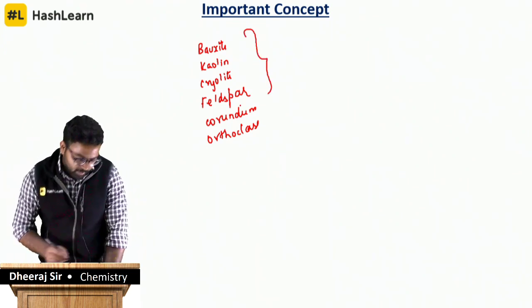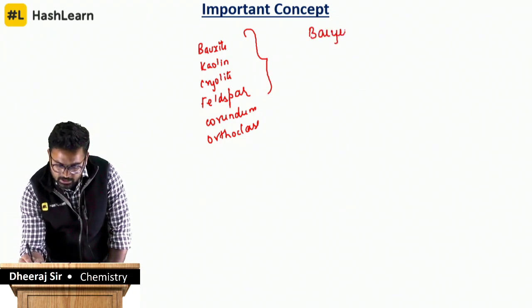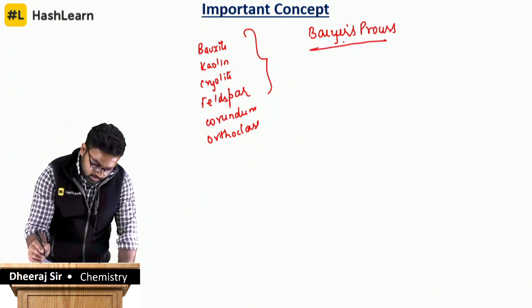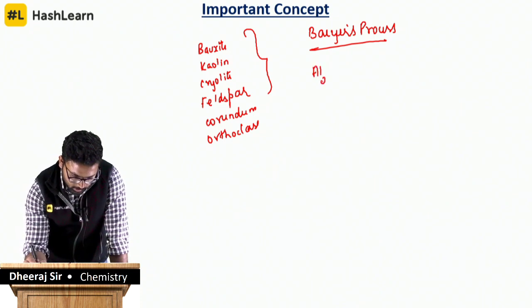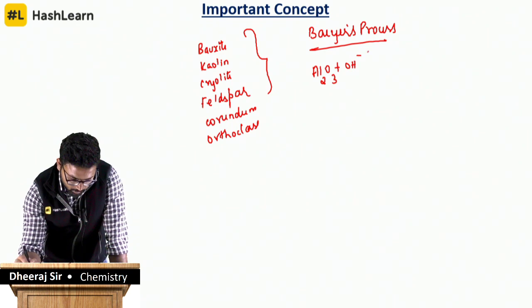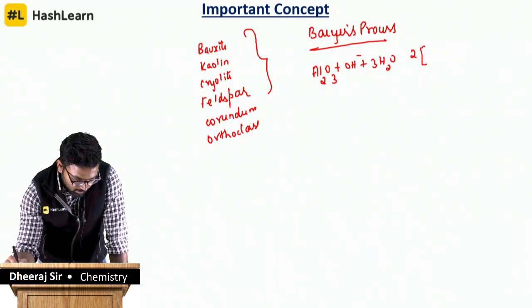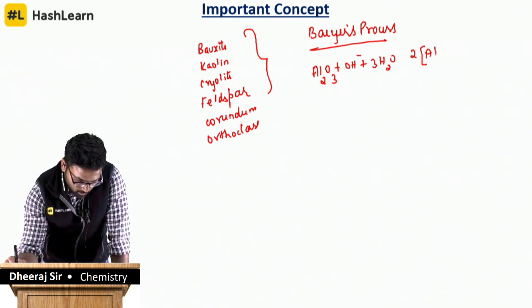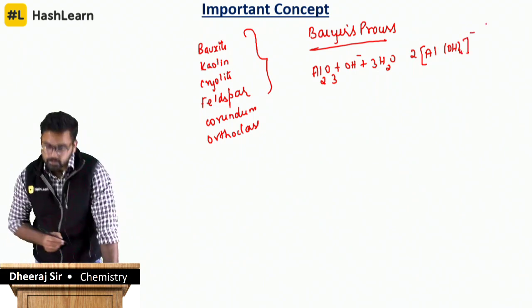So how is the purification done? The purification is done using a method called the Baeyer process. So what is this Baeyer process? In the Baeyer process I take alumina and I dissolve it in NaOH, and I get solubilization of aluminium taking place.